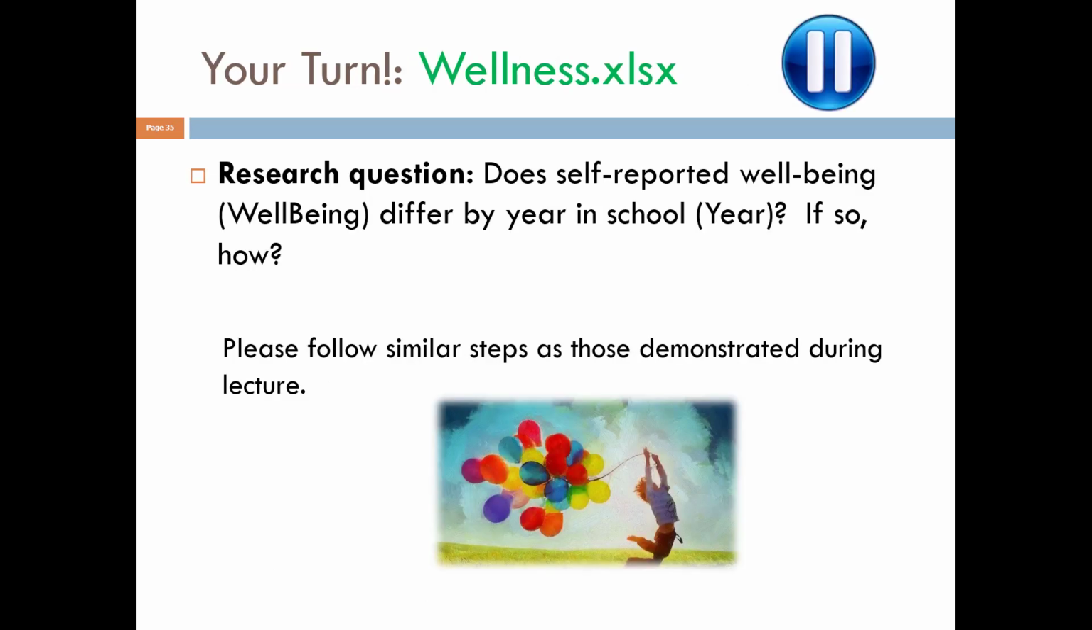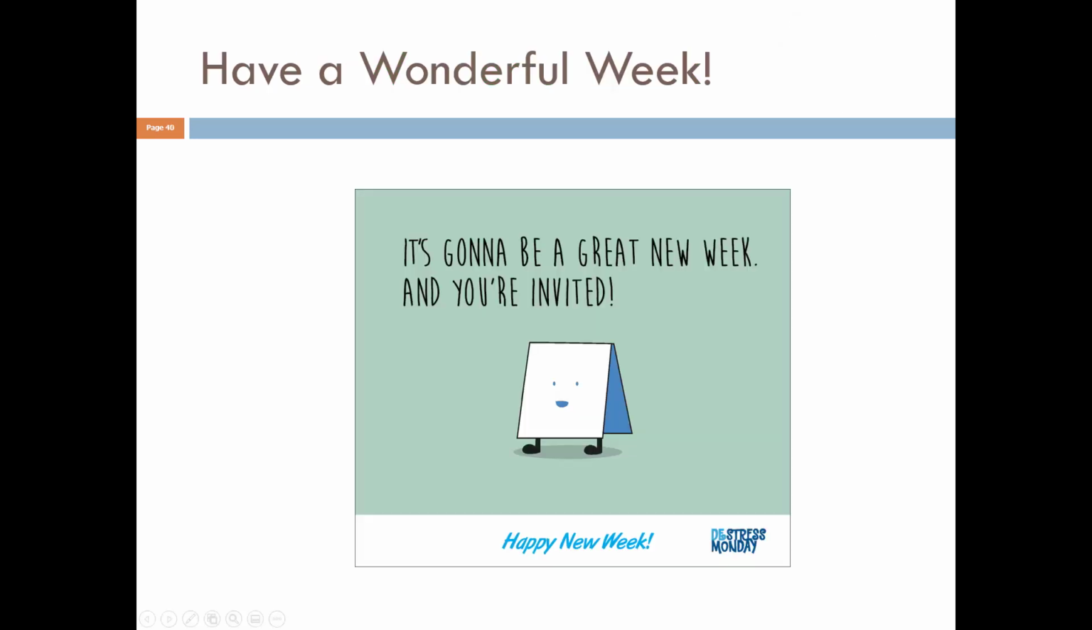And so, drum roll please, it is your turn to run your own analysis. Here's a research question for you. Does self-reported well-being differ by the participant's year in school? The year is that familiar variable where the participants indicated whether they were freshmen, sophomores, juniors, or seniors. So does well-being differ by the year in school? And if so, where are those differences? Please follow similar steps as you saw in the lecture and go ahead and give it a try. Hope you enjoy running your one-way ANOVA.